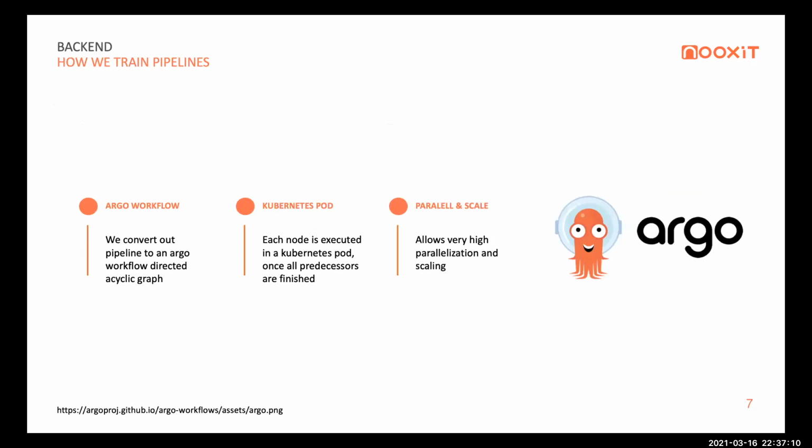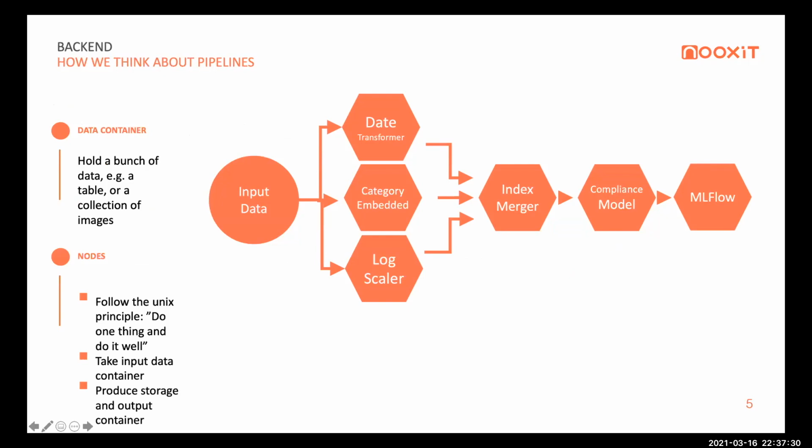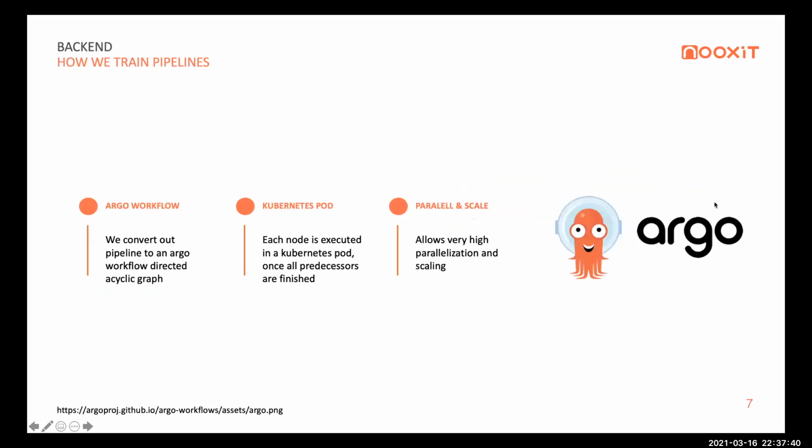So one thing we use for training is Argo. It's an open source project for Kubernetes. You can just give it a directed acyclic graph, like for example, our pipeline. And the cool thing is it just starts every pod when all the predecessors are done. So if you look back at the pipeline, when the input data are present, it would just start all those 3 nodes. When all the 3 nodes are done, it would start this one, then that one, then that one. It's as well the backend for Kubeflow, which some of you might know.